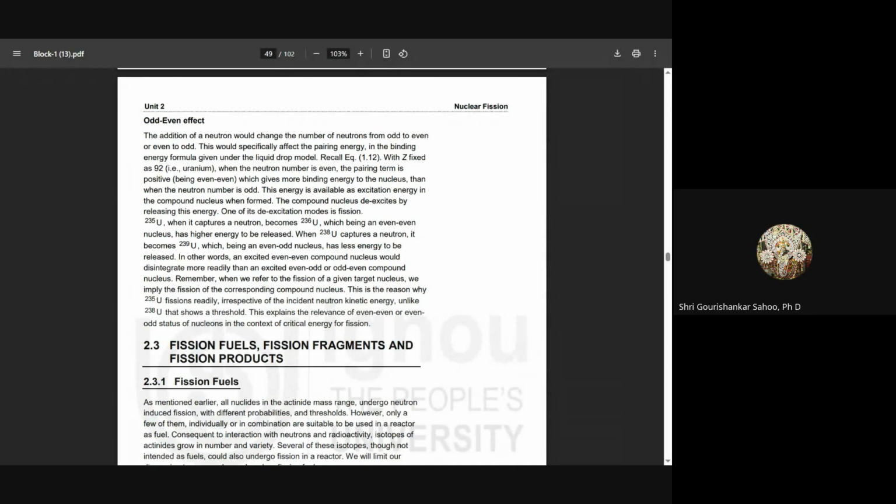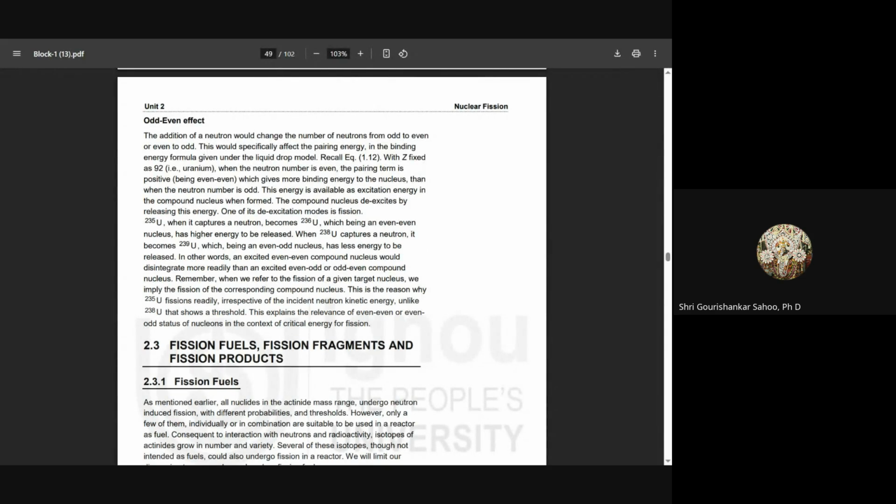This energy is available as excitation energy in the compound nucleus when formed. The compound nucleus de-excites by releasing this energy. One of its de-excitation modes is fission. Uranium-235, when it captures a neutron, becomes uranium-236, which is an even-even nucleus: even number of protons, even number of neutrons. It has a higher energy to be released.